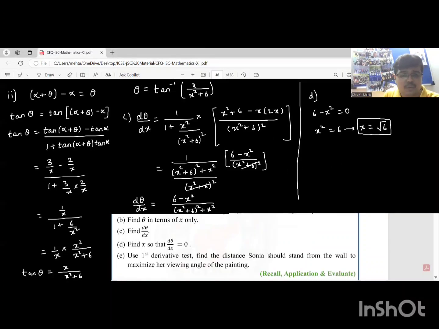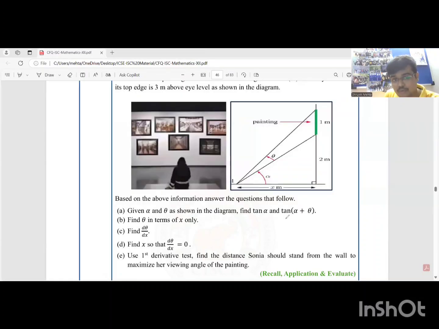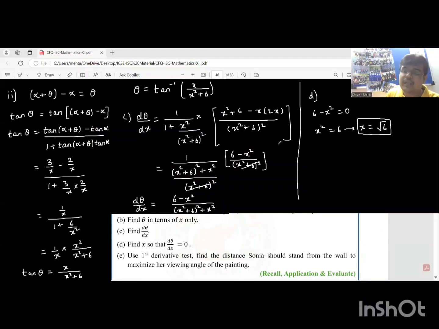Now, students, the last part, you have to use the first derivative test and find the distance Sonia should stand from the wall to maximize her viewing angle. So students, when we say the distance from the wall, we are talking about x. We have to find x for maximum theta using the first derivative test. We have found the value of x, it is root 6. So this, students, is root 6.